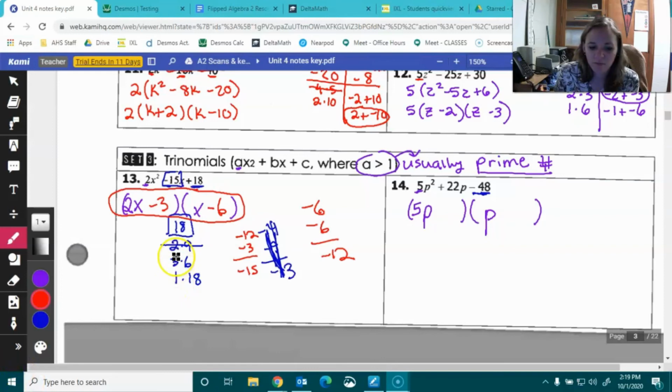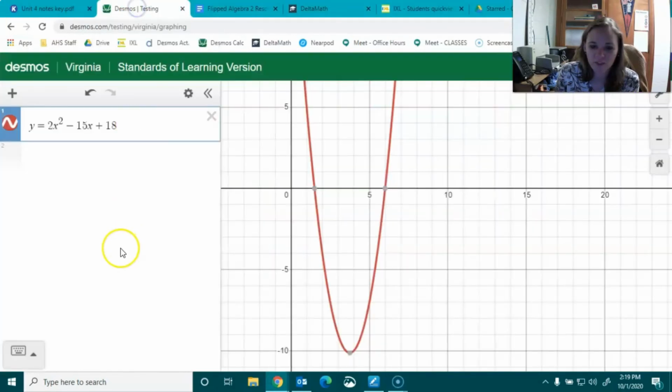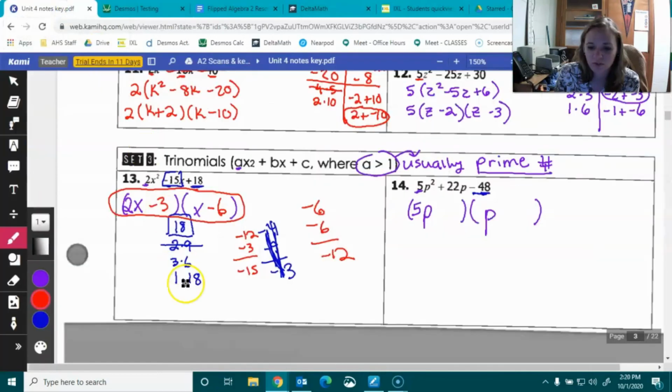Okay, so you may be wondering, how could I check this in the calculator? Let's type the original into the calculator: 2x squared minus 15x plus 18. And your two zeros in this particular problem are these. So keep in mind, even though I'm on the positive side, they're really negatives. Minus 6 and minus 1.5. Let's see what that looks like compared to our solutions. Minus 6 and minus 1.5.